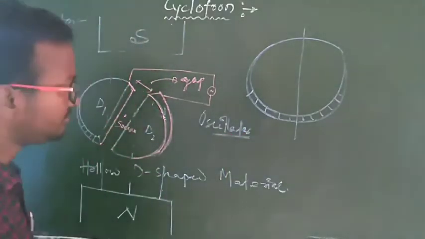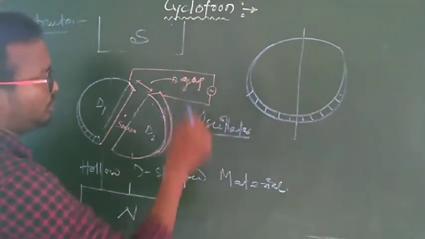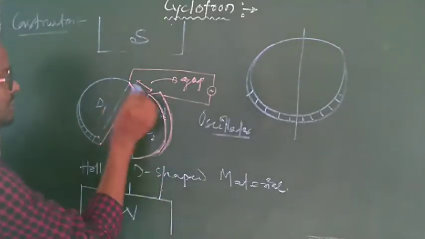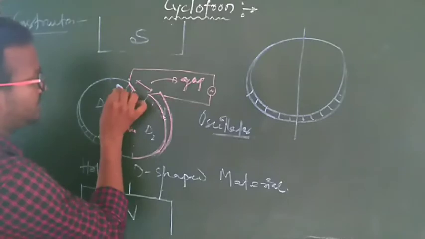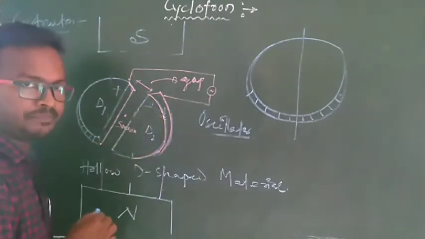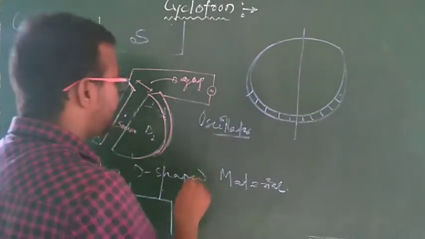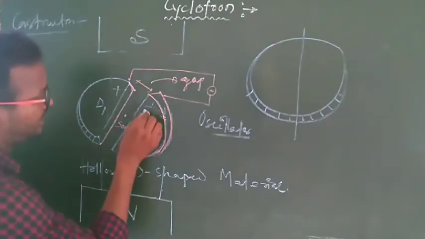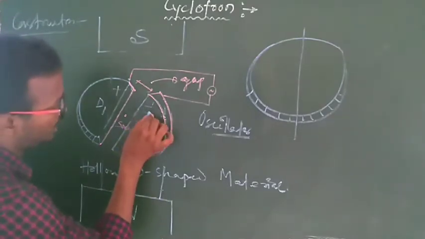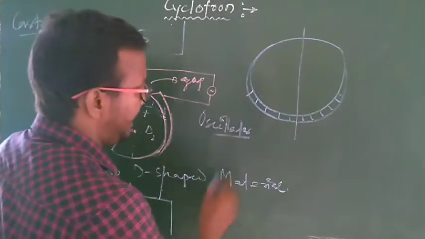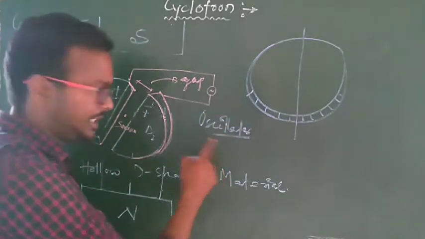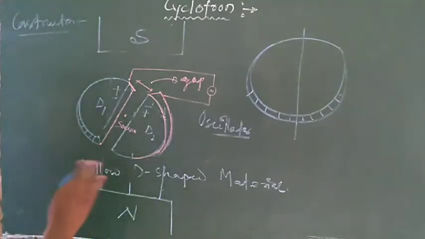Oscillator means it provides polarity. Suppose this oscillator first provides D1 positive and D2 negative. Again, it changes its polarity. Then this terminal, D2, will be positive and D1 will be negative. And here we need a high-frequency oscillator. Clear? Okay. This is the construction.